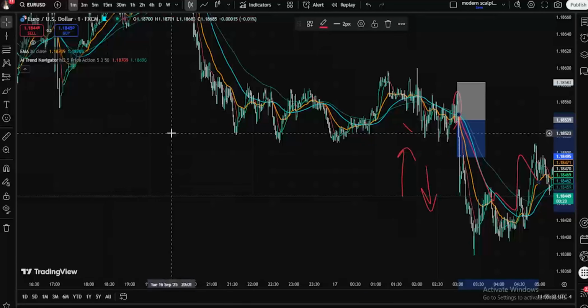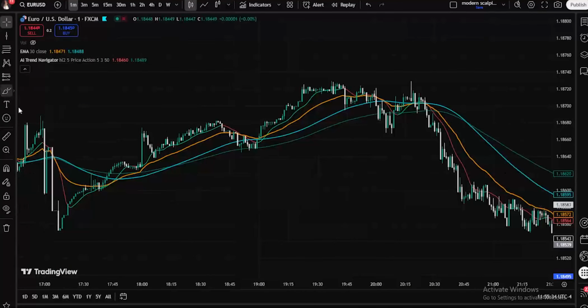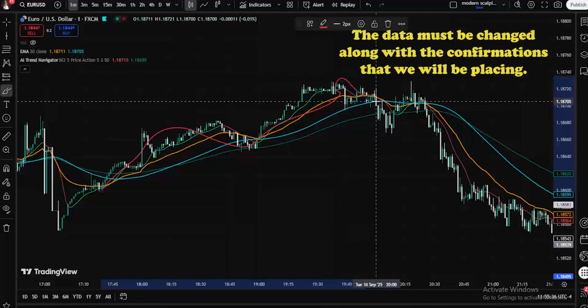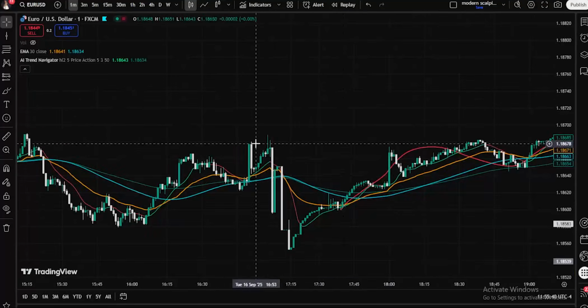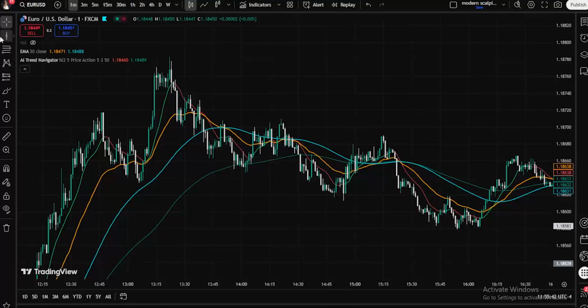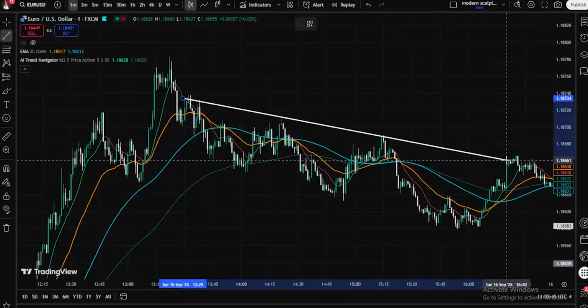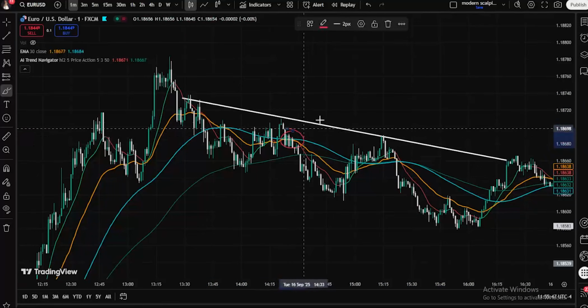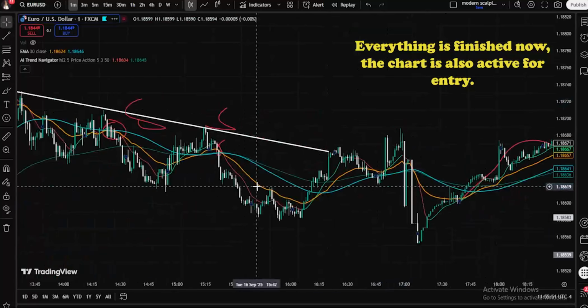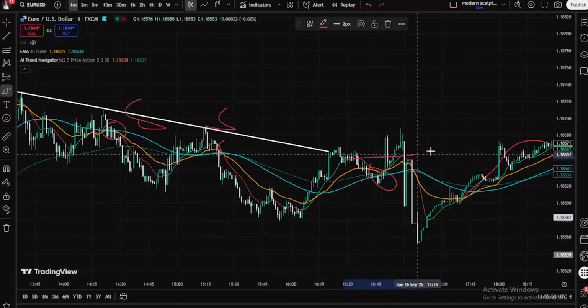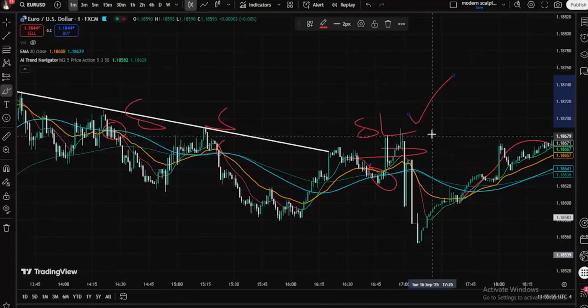The default settings of the tool are usually enough, but if you want to be more professional, you can change the K value or the type of reference data, for example, close or HL2. But for now, the basic settings work perfectly. Now everything is ready. The chart is set up, the tools are active. It's time to learn the rules for entering and exiting a trade.